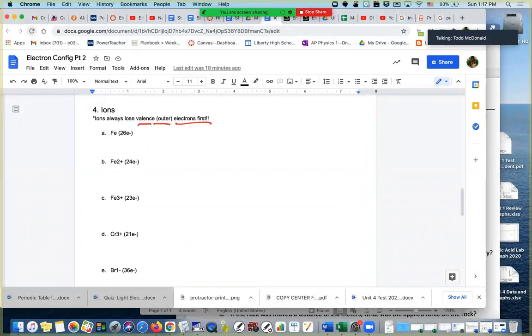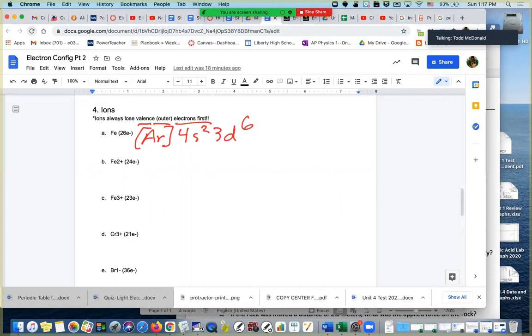Here with iron, let's do the shortcut. Since iron is the 26th element, what I would do is I would go to argon, the line before, which represents 18 of them. And then I would move on to 4th energy level, 4s2, 3d, and then we would count 1, 2, 3, 4, 5, 6, 3d6, right? That would represent the electron configuration for an iron atom.